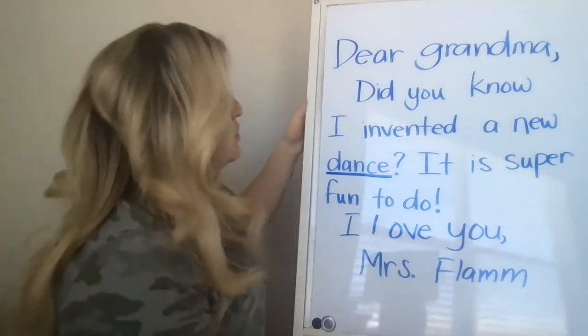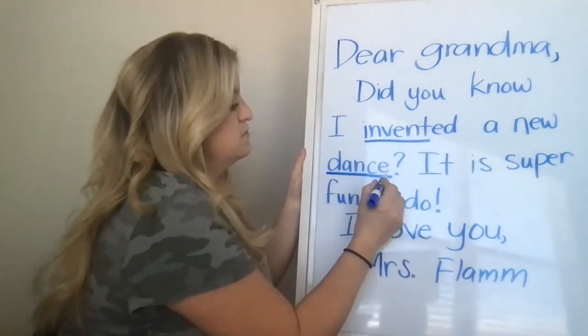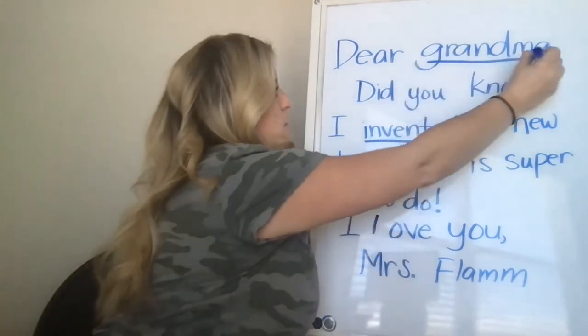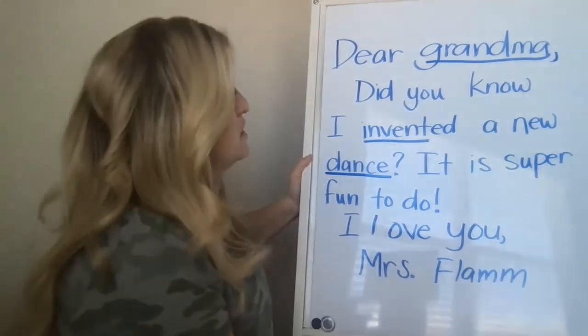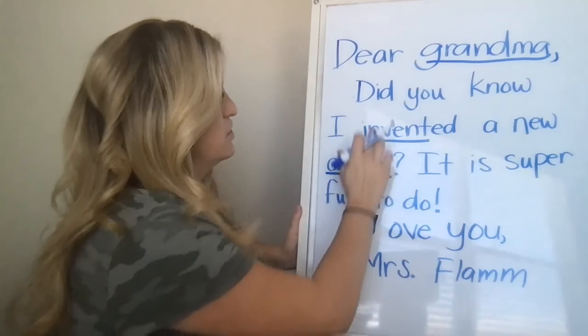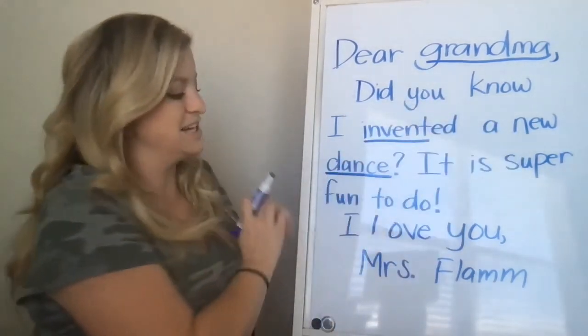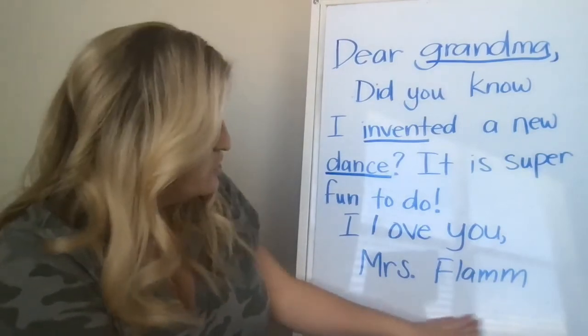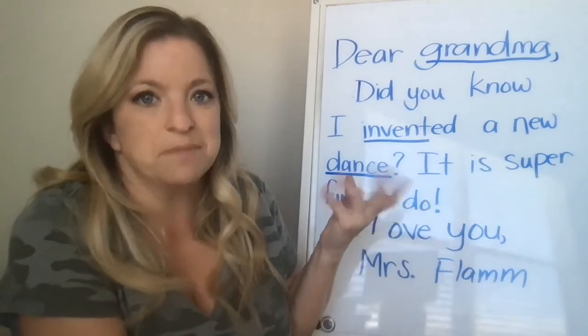Words from the vocabulary word bank. Yes. Invent was one. Dance was one. And so was grandma. Correct end marks. Yeah, this could have been a period, but I'm asking her a question. Did you know I invented a new dance? So I need to have a question mark. With your name, there's no period because it's not a sentence, it's just your name.